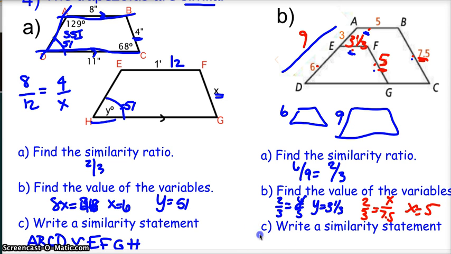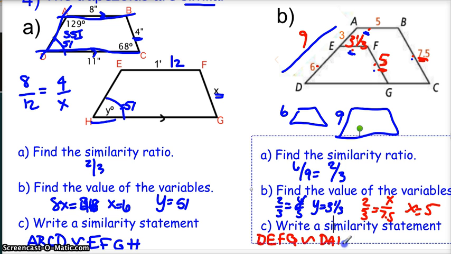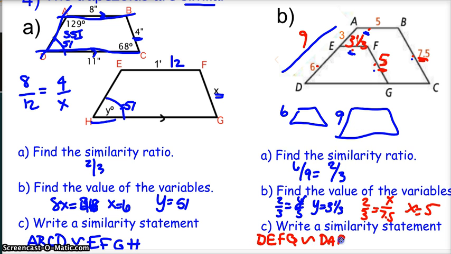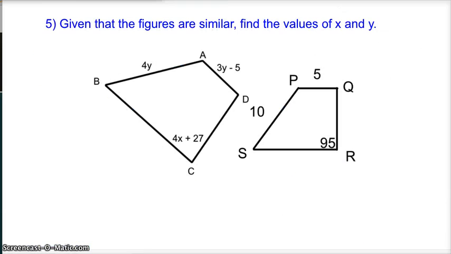A similarity statement states the order of the vertices. So if I start with trapezoid D, E, F, G, the larger trapezoid would go D, A, B, C. You can choose a different order to go in. And I believe that completes this half of the notes for similar triangles. Thank you.